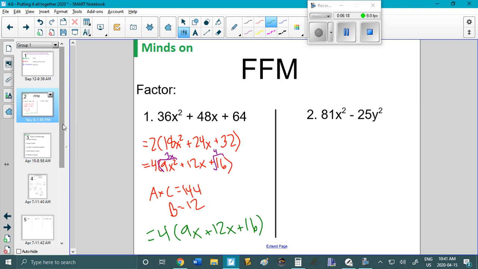Okay, question 2. Again, hopefully you've done it. If you haven't, pause it and try it. Whenever you see two terms with subtracting or a difference, think difference of squares. If both of these are perfect squares, square root of 81 is 9, square root of x squared is x, square root of 25 is 5, square root of y squared is y. If both of them are perfect squares, which they are, this is a difference of squares, and it looks like that. Okay, awesome.